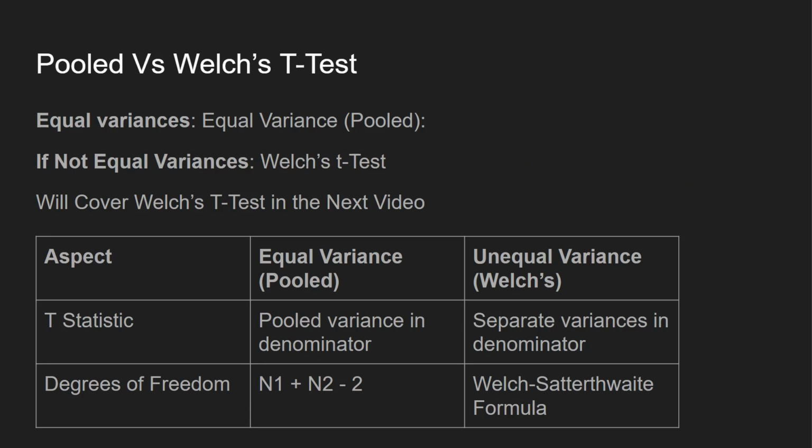Now, let's talk about pooled versus Welch's t-test. If we have equal variances, we're going to use pooled. If not equal variances, we're going to use Welch's t-test. I'm going to be covering Welch's t-test in the next video. So the assumption in this video is that there are equal variances. I'll show you how we can test for equal variances. I actually covered that in another video in this playlist. If you're watching this for the first time, I do recommend checking out the other video, but we can continue moving forward. There are different ways to calculate your t-statistic and your degrees of freedom.